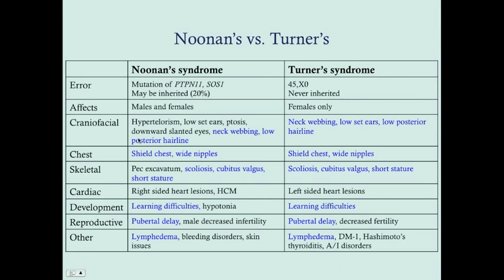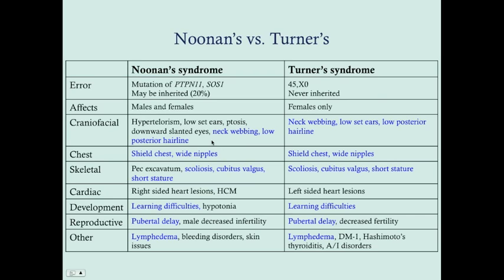All right. So Noonan's versus Turner's. Obviously, the two places where this differs is the genetics. So remember, Noonan syndrome is a mutation of particular genes on autosomal chromosomes, such as PTPN11 or SOS1. There's some other ones too. And Noonan syndrome can be inherited, and it is in 20% of the cases. Turner syndrome is an aneuploidy. It's 45,X, and this is never inherited. This is always sporadic. Noonan syndrome affects males and females, whereas Turner syndrome affects females only.